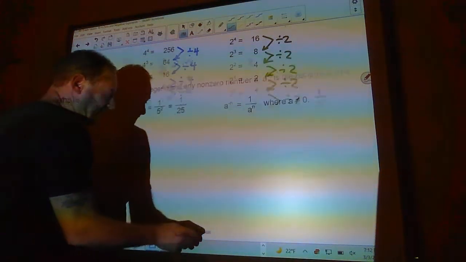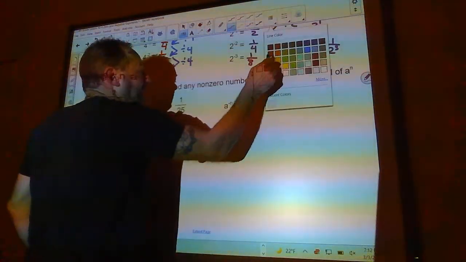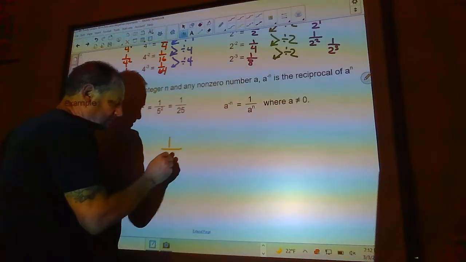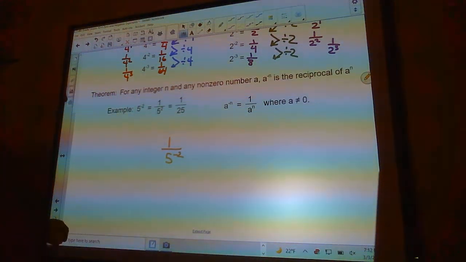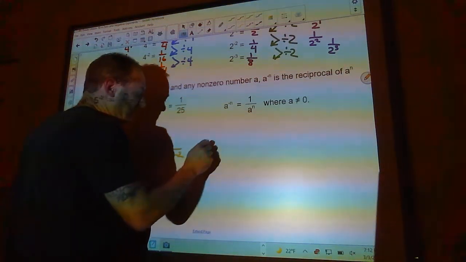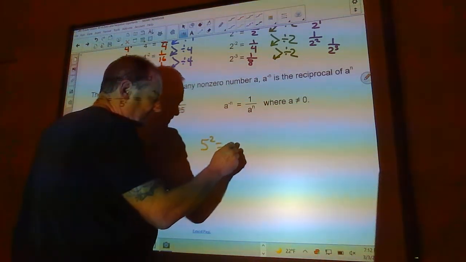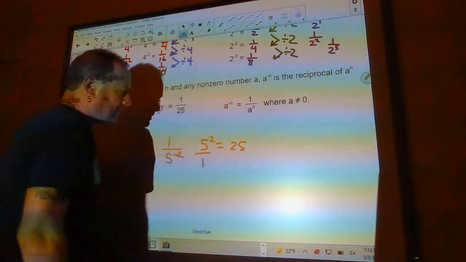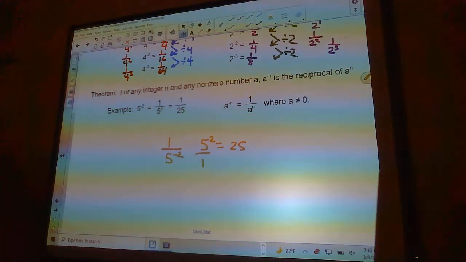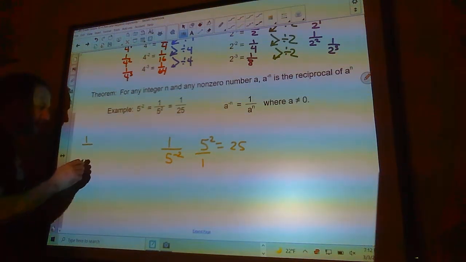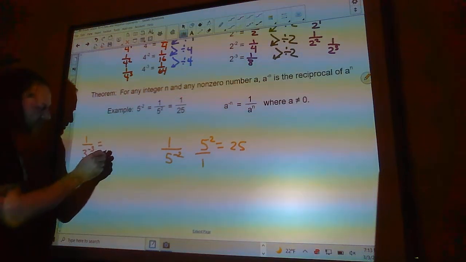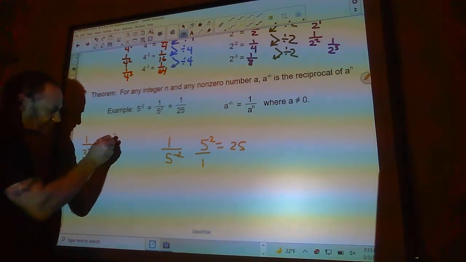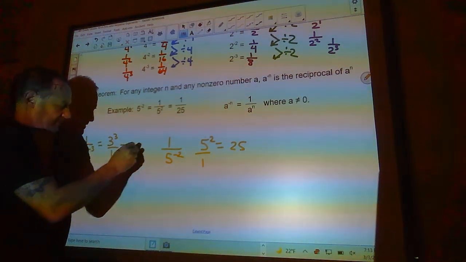Okay, now, like I said, if I have something like this, where the negative power is in the denominator, now I flip it to the top. So 1 over 3 to the negative 3 would be just 3 to the 3 over 1, which would be 27.